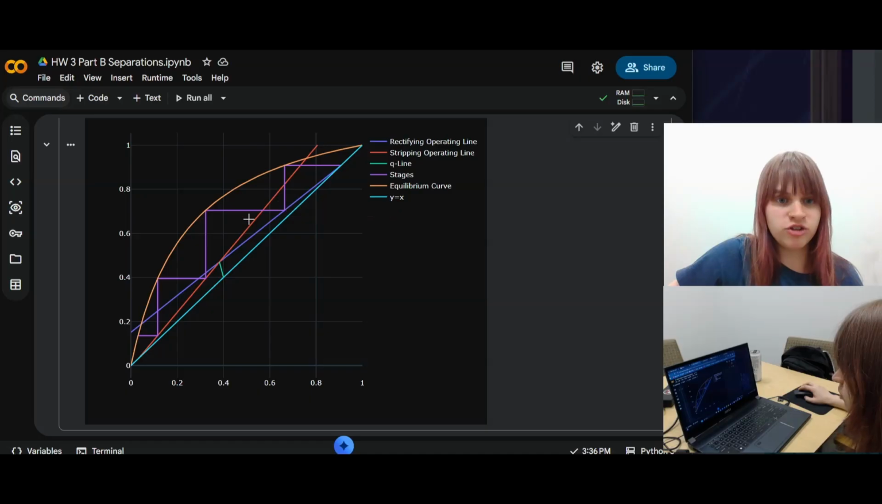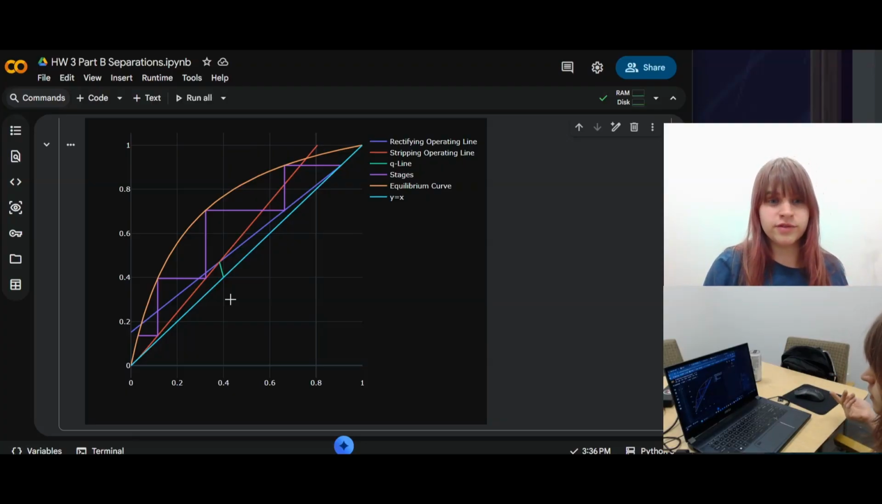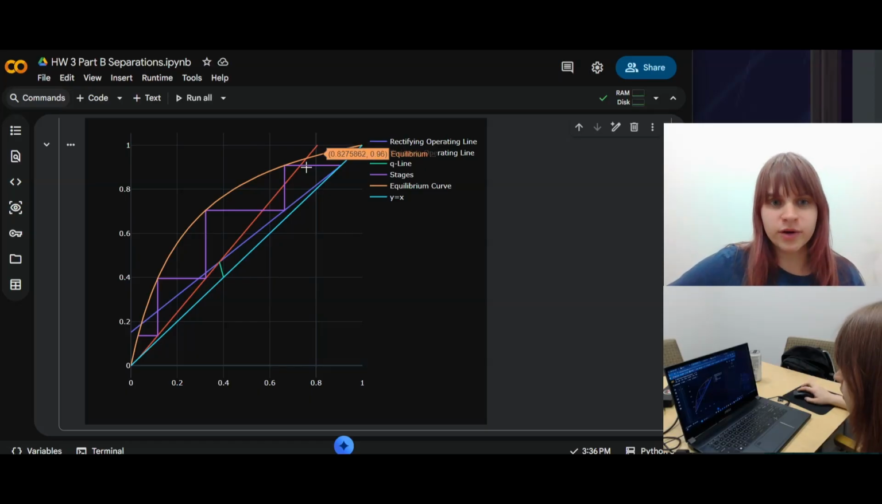And there are much fewer stages, which are these steps right here. That is because a high relative volatility means the components have much more different volatilities, which means that one is much easier to vaporize than the other. And that makes the whole process a lot quicker and simpler.